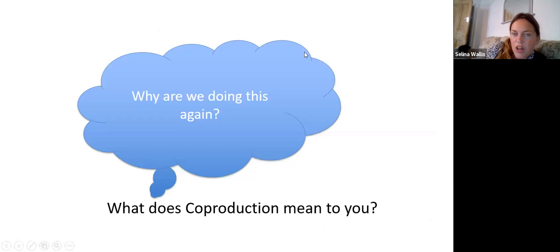Okay, so this is when we're going to use our website. What does co-production mean to you? So why are we doing this again? Why do we even want to involve the public in our research and co-produce it? What does co-production mean to you? So if you can go to that website that I put in the chat and put that code in, you can add as many words as you want, or even phrases. It doesn't have to be single words about co-production and what it might mean to you. So I'm going to go to that website now so we can see it in real time.